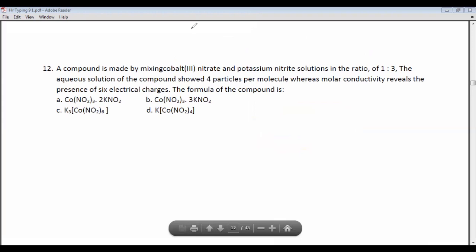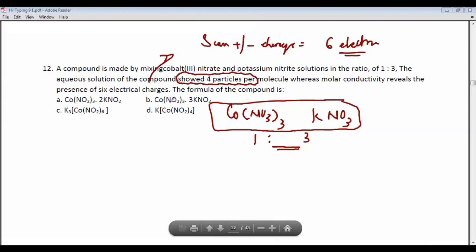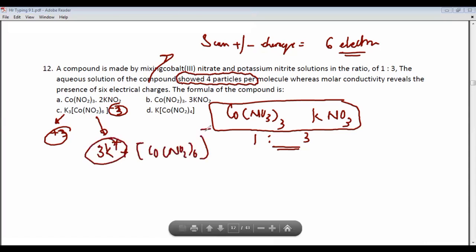So, what will be the formula? Potassium is +3 and this is -3, so this has 6 electric charges. That's correct. And when this ionizes, it becomes 3K+ and 1 entity. Perfect. So this can also provide 4 ions, 4 ions, 6 electric charges. The choice will be C.